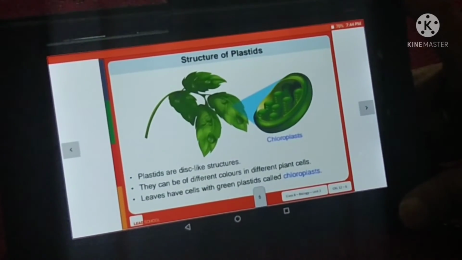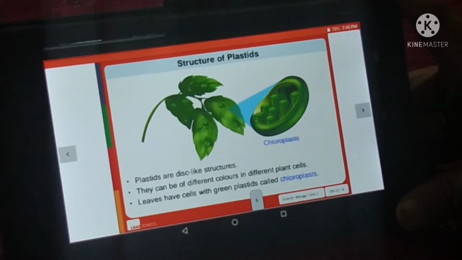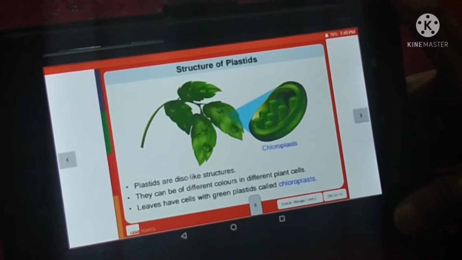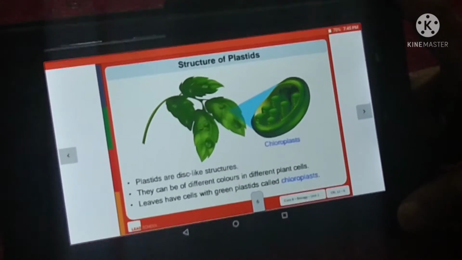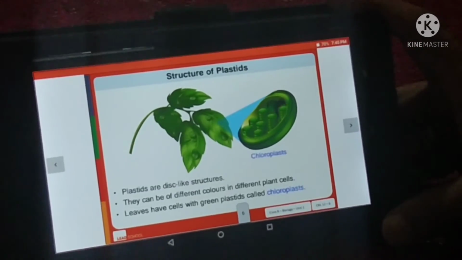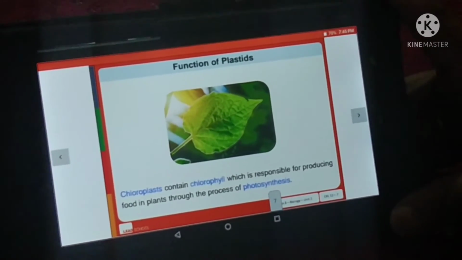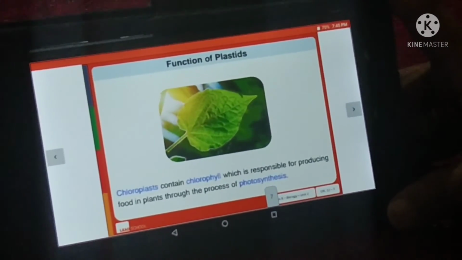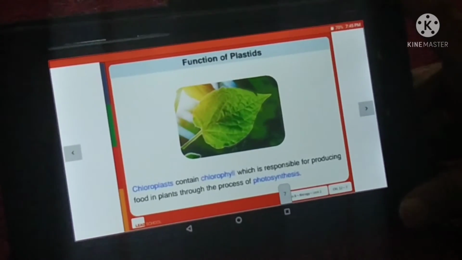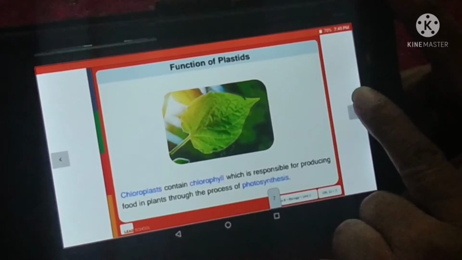Structure of plastids. Plastids are disc-like structures. They can be different colors in different plant cells. Leaves have cells with green plastids called chloroplasts. Chloroplasts contain chlorophyll, which is responsible for producing food in plants through the process of photosynthesis.